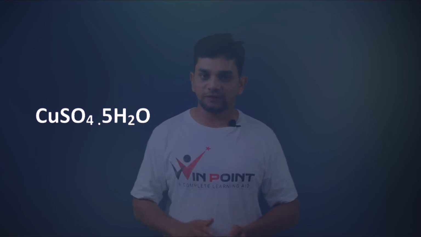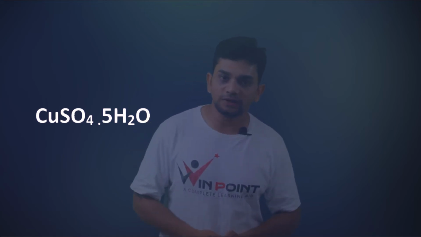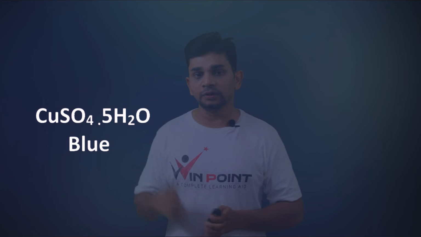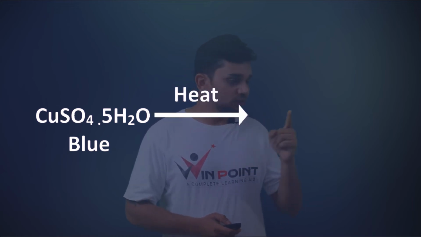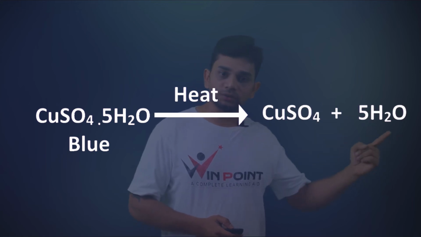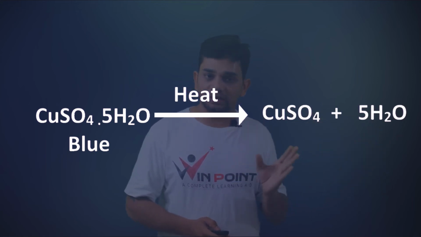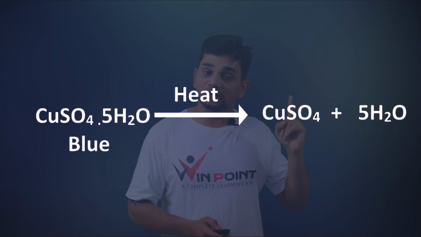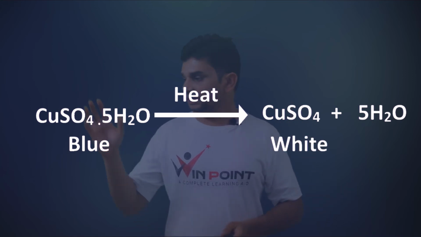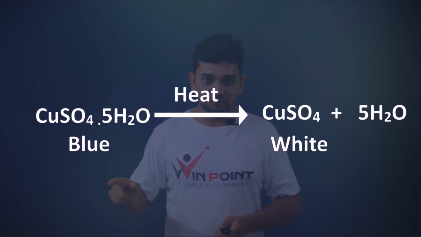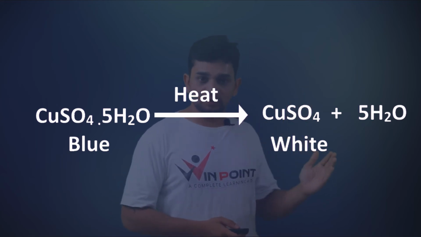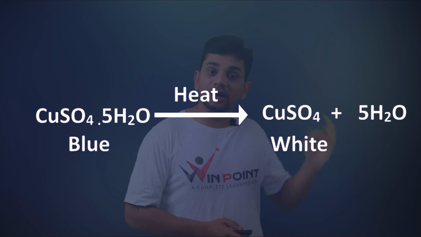CuSO4.5H2O is copper sulfate. The color of this copper sulfate is blue. When we are heating this, it will change into CuSO4 plus 5H2O. You will get 5H2O separately. Now the color is not blue. Now the color is white. So when we are heating this blue copper sulfate with water of crystallization, after heating we will get copper sulfate which is white in color.